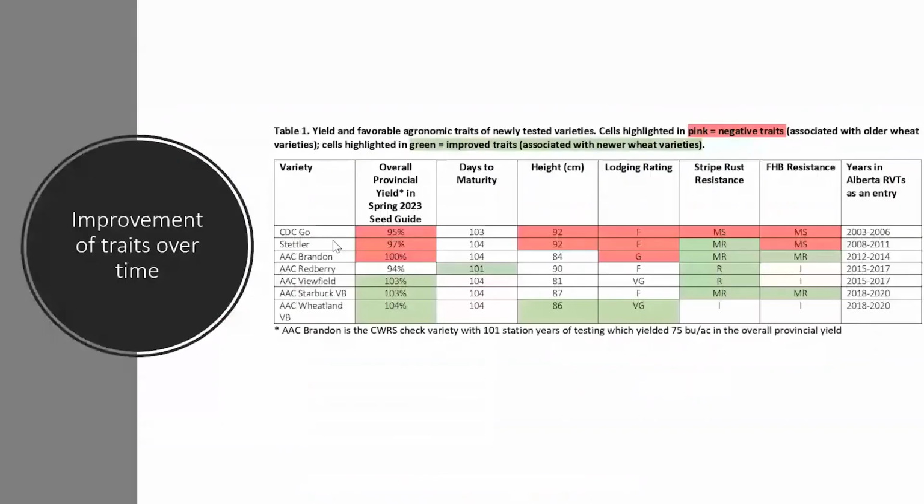Now, on one of our earlier slides, we looked at how those older release varieties, our CDC Go and Stettler, had lower yields. They were taller with poorer lodging ratings and poorer disease resistance. And as we have gone through time and new varieties are registered, we see improvements in yield, height reductions, improvements in standability, improvements in stripe rust resistance, improvements in FHB resistance. But what is the meaning of that on farm?